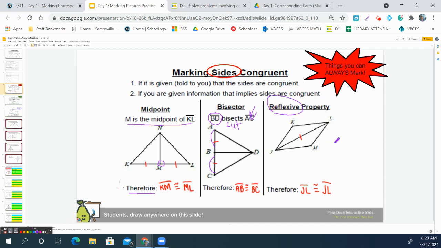Then we've got this thing called the reflexive property. You had the reflexive property in algebra. It just meant that whatever was on the right was also on the left, right? They equal each other. Well, it's the same thing in geometry.